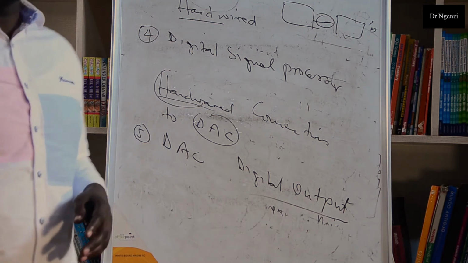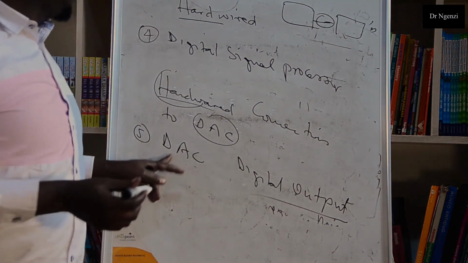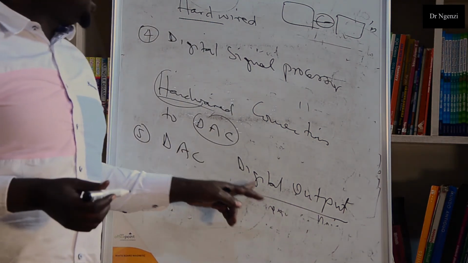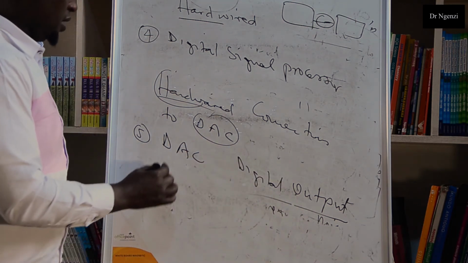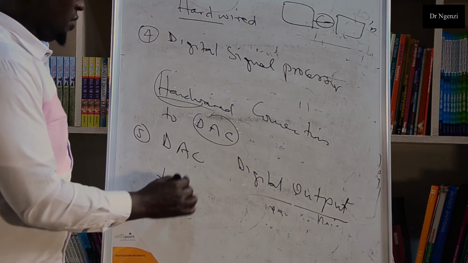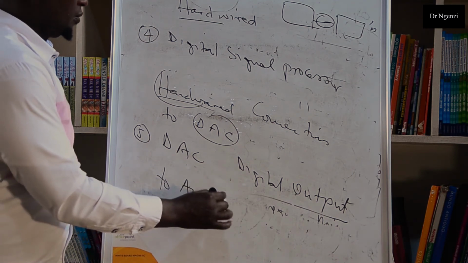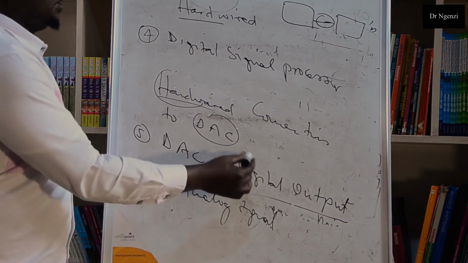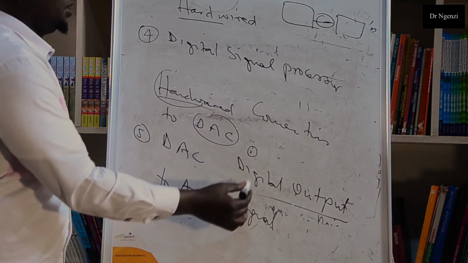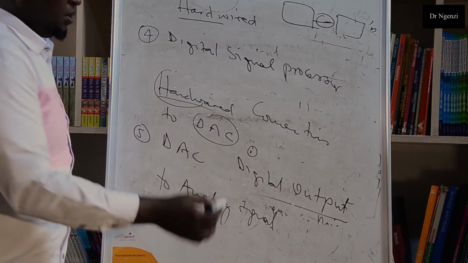Remember, the cycle continues, because it is digital and analog. So you take the digital output, then you convert it into an analog signal nature. So if I don't say you are taking this pure digital output, you have missed it.